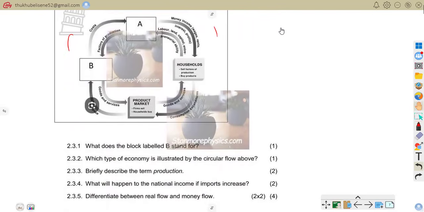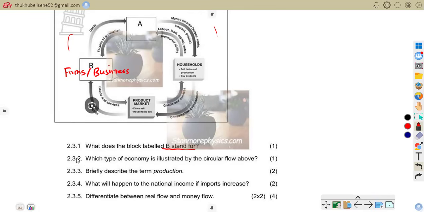2.3.1 says, what does the block labeled B stand for? We're talking about this block. This block stands for firms or business. These are organizations that produce goods or services to sell and make profit. For example, you can talk about a bakery producing and selling bread. That is a business that we're talking about.